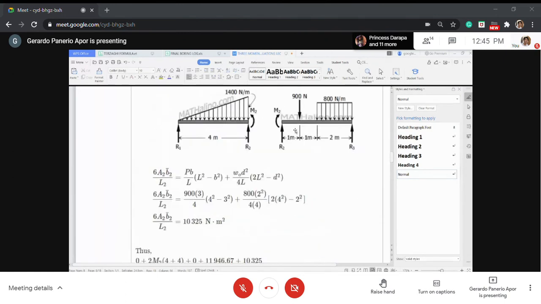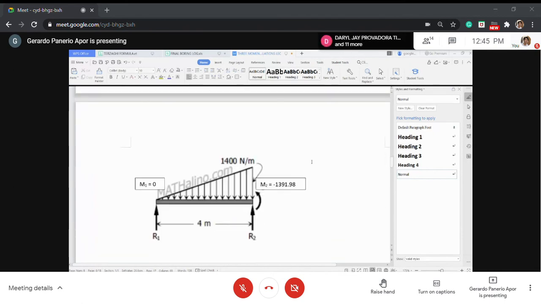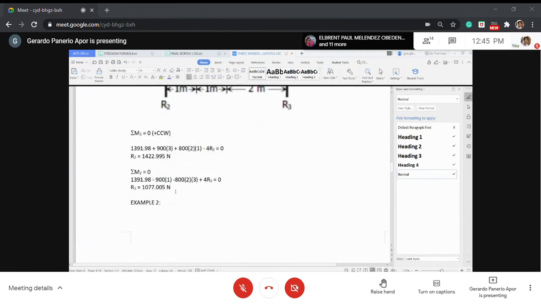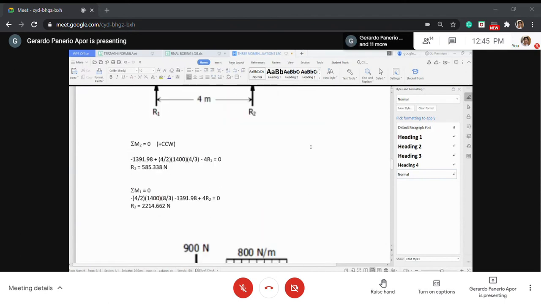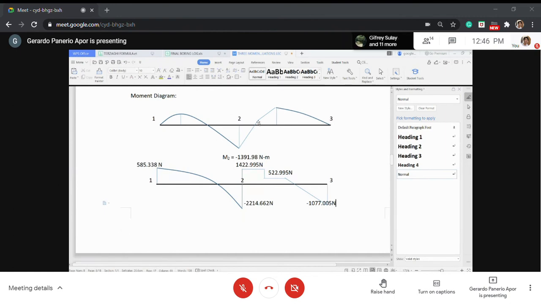And then there is a minus of 800 times 2, so 522.995 minus 1600 is now negative 1077.005 newton. And that's the shear here. But R3 also is 1077.005, so it goes back to 0. Now, basically, you can compute the maximum moment here. Only that one, I didn't compute.